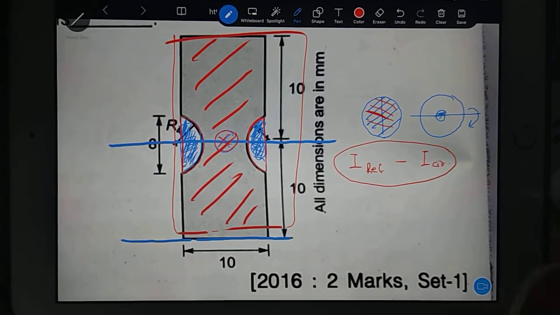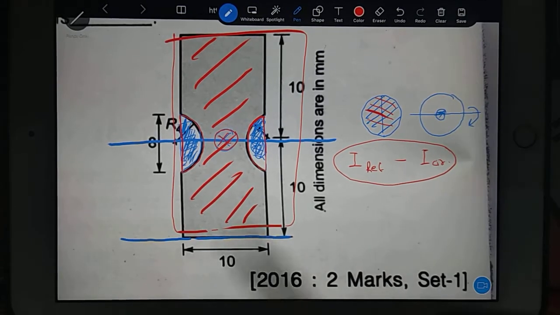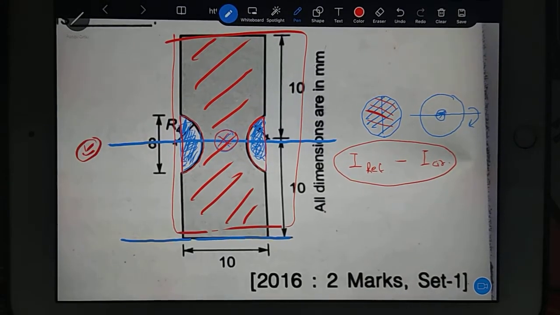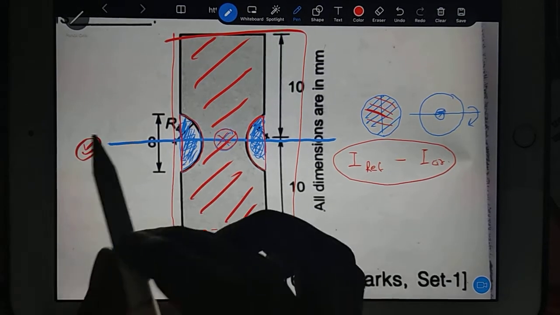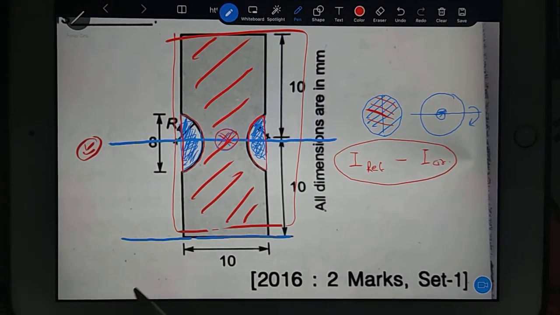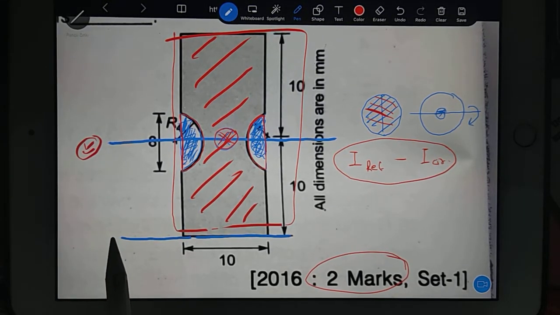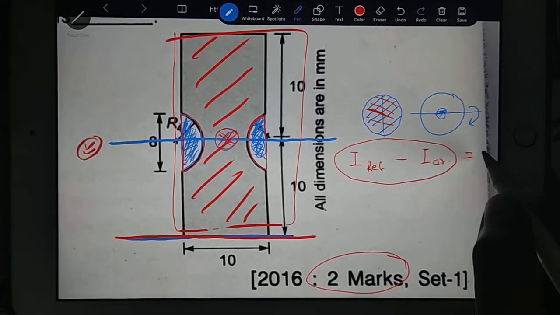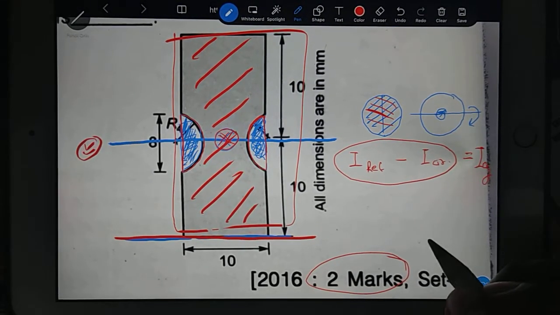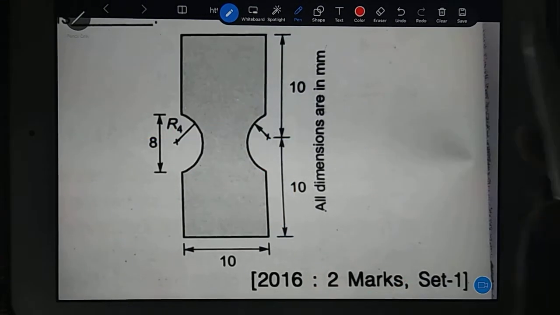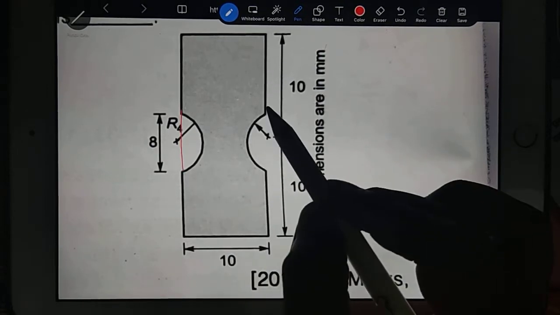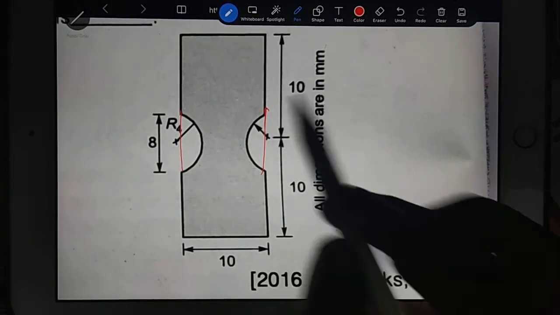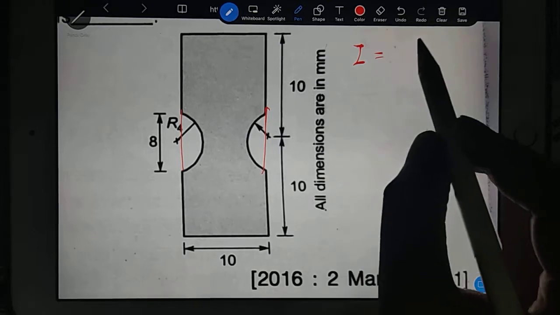Now when you find that moment of inertia, it will be passing through the CG. But in the exam they are asking for the moment of inertia about this axis. So your first job is to calculate the moment of inertia passing through the CG, or you can say passing through the centroid. How to do that? First, you consider this as a complete rectangle and find it by the trick.